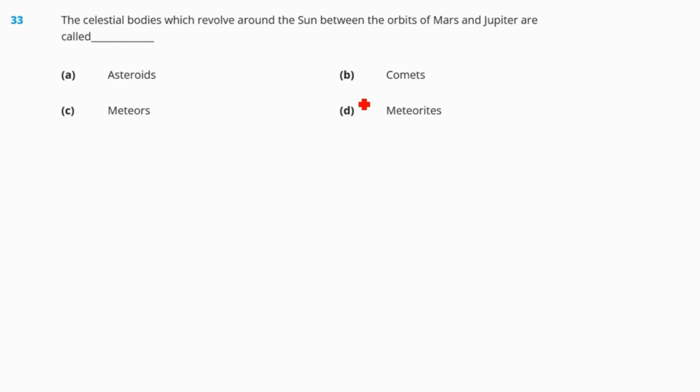Question number 33. The celestial bodies which revolve around the sun between the orbits of Mars and Jupiter are called. We know it is the asteroids, right? We have an asteroid belt. So it is the asteroid.